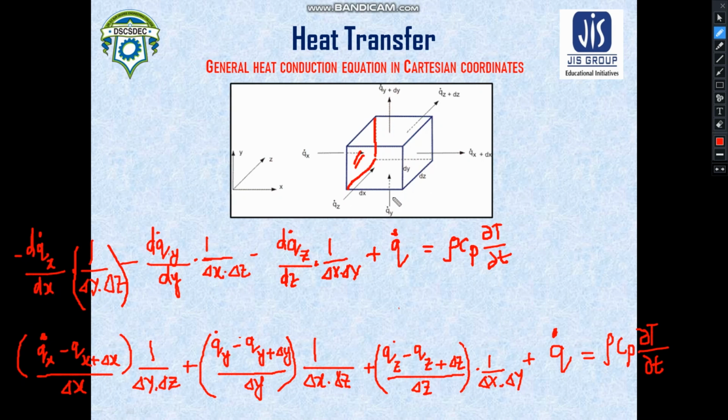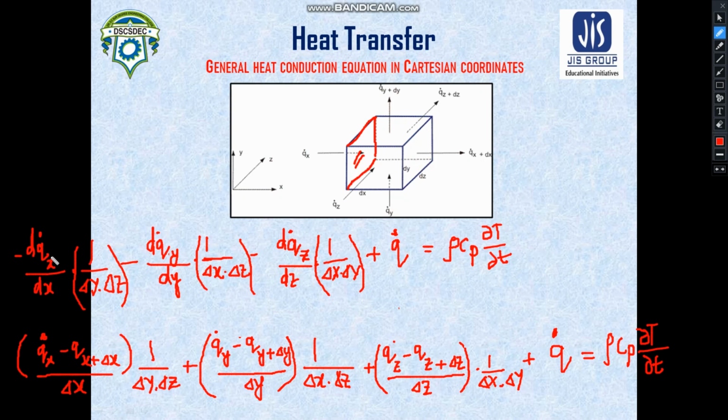And if you take the heat transfer qy along the y direction, then you need to understand this is your surface. The length of this side is delta z, and this side is delta x. So the area becomes delta x delta z. Similarly, for the heat transfer along the z direction, the area of heat transfer becomes delta x delta y.